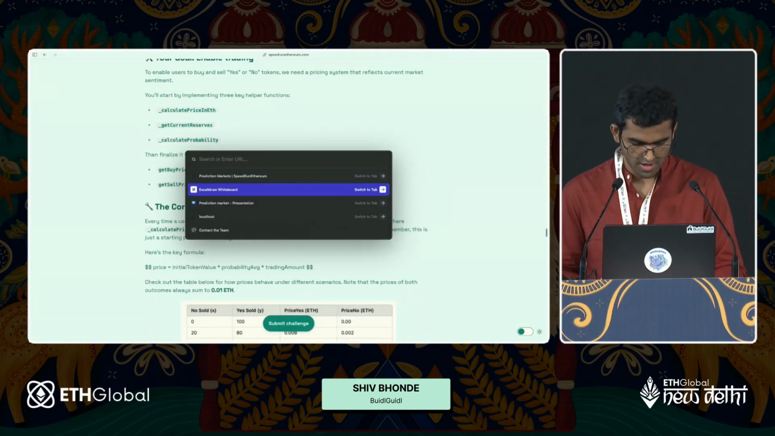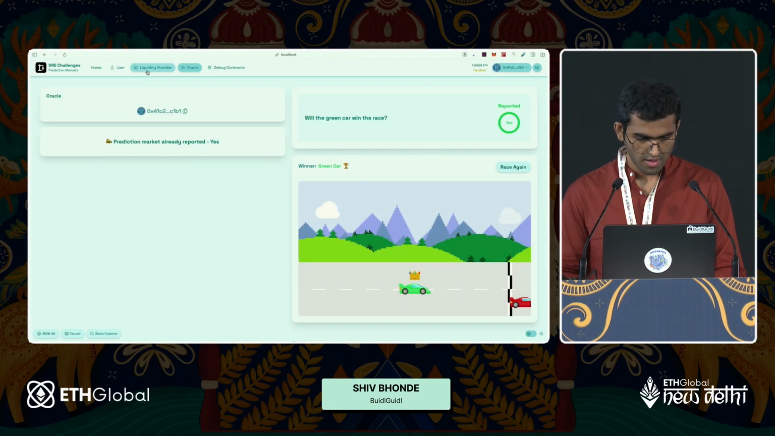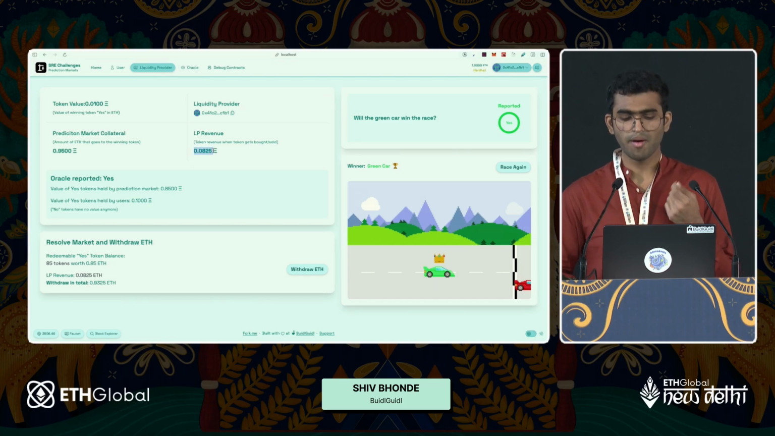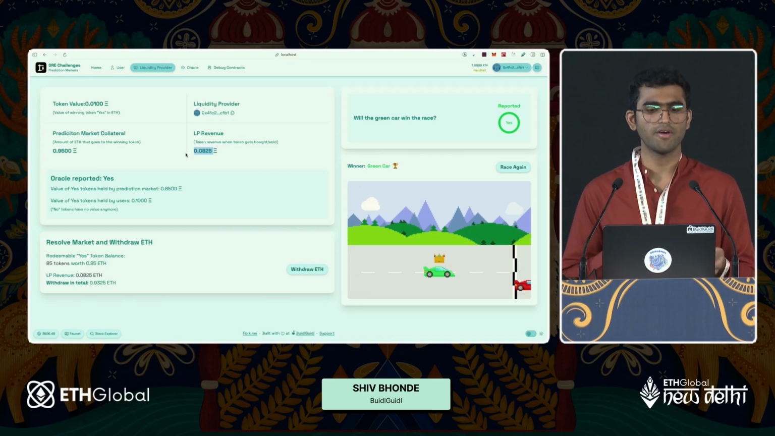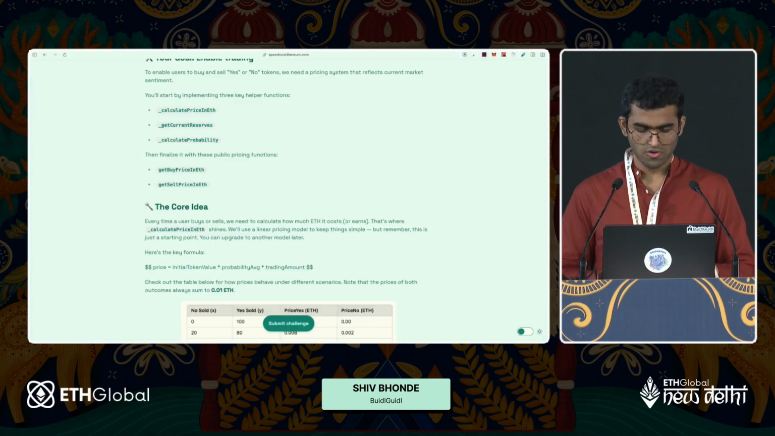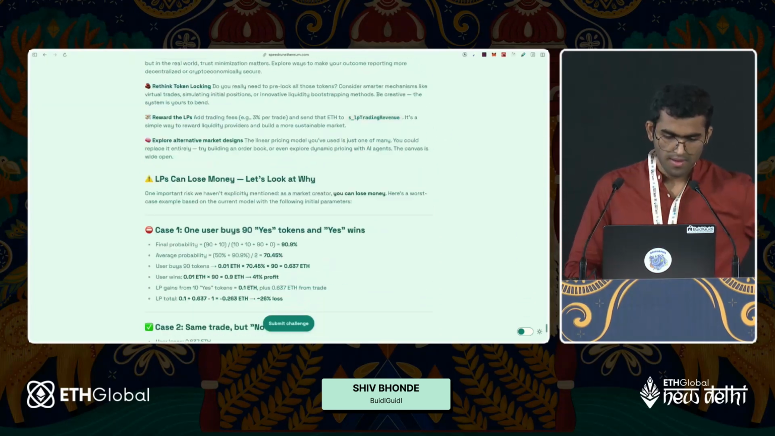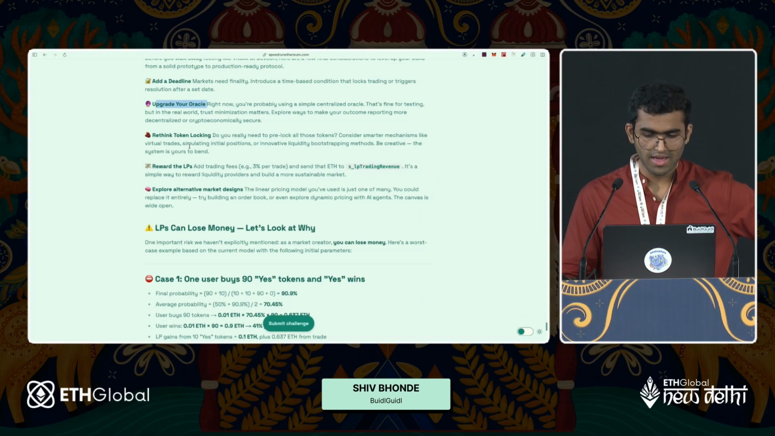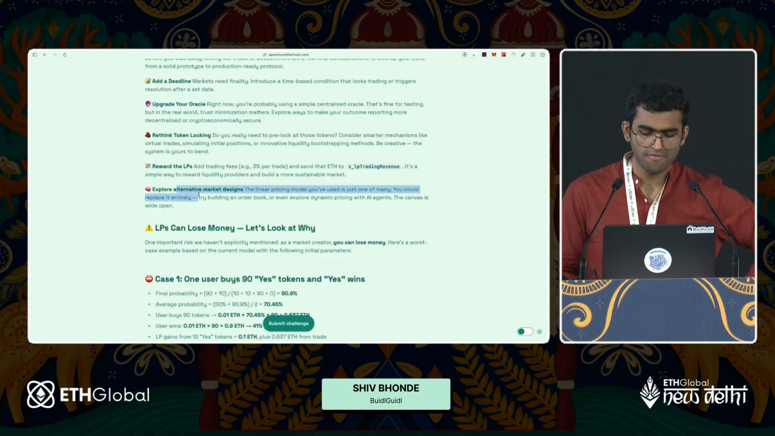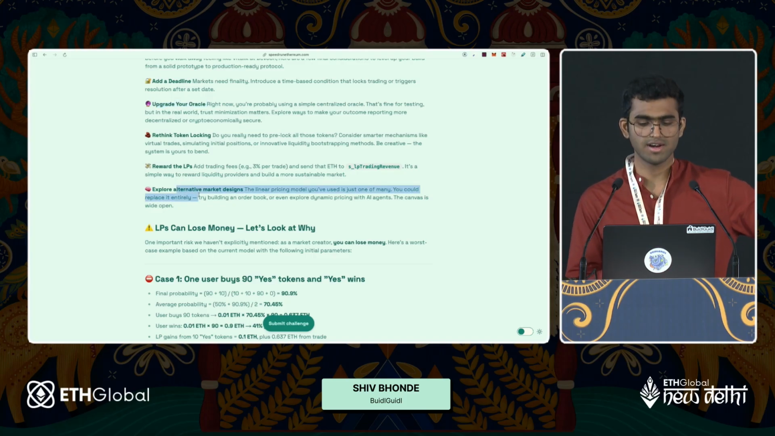So if I come here, there was some amount of fees which was being incurred when people were buying and selling the tokens. So you could also change these values a bit and try them out. And yeah, you could also think of alternative market designs.